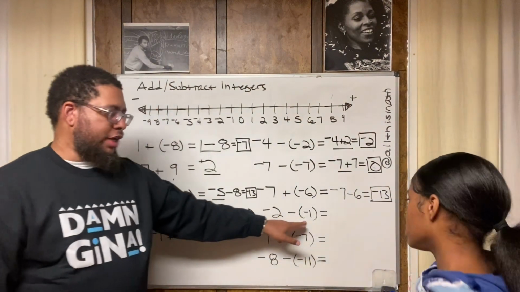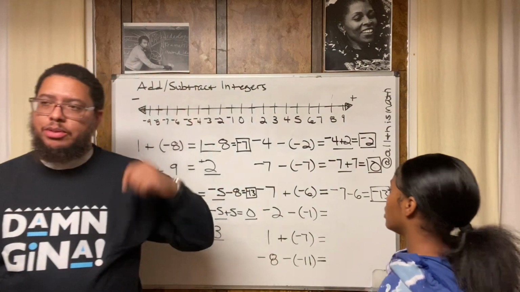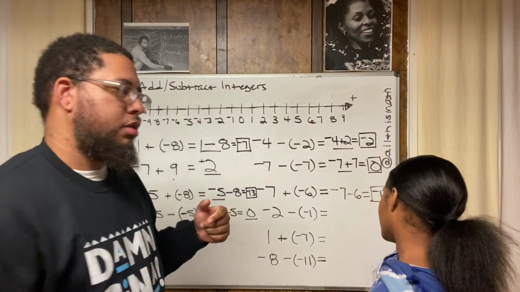What's this called? A double negative, right? Rewrite it. How would you rewrite it? -2 plus 1.